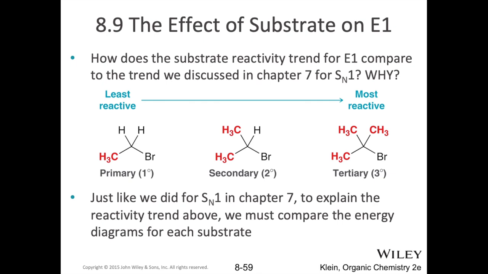So regarding substrate effects, just like with an SN1 mechanism, we find that a tertiary alkyl halide or a tertiary substrate is going to be much more reactive. Since you're still going through this carbocation transition state, it makes sense that you want multiple alkyl groups attached to that alpha carbon with its positive charge to help stabilize that positive charge.